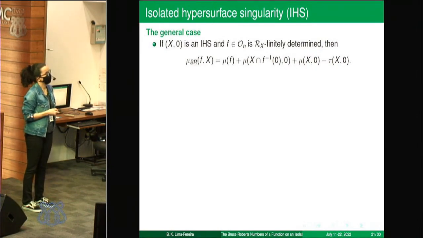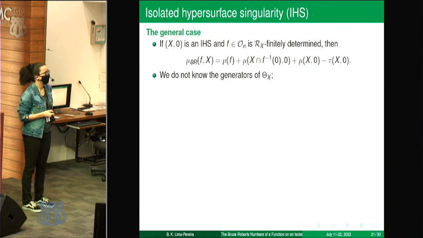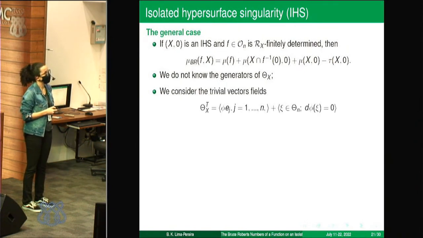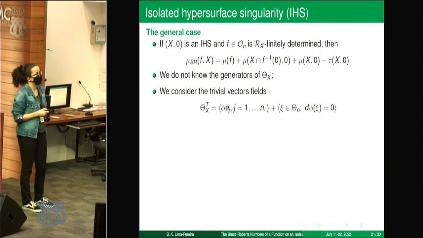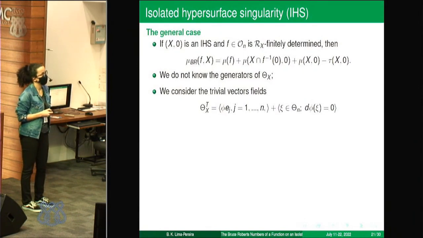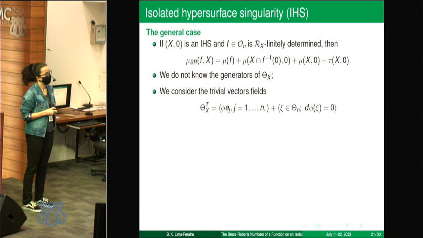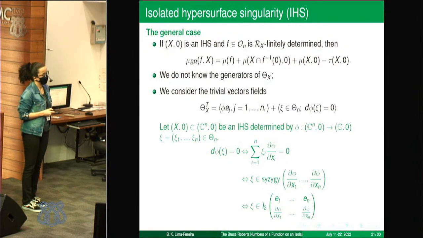And when we consider any isolated hypersurface singularity, we don't know the generators of theta X. So in this case, we consider the set of trivial vector fields, and we denote this set by theta X^t, and theta X^t is generated by these vector fields that vanish phi in the coordinates, and the vector fields that vanish the differential of phi. Okay. Now I will talk about this set. Well, a vector field vanishes the differential of phi if and only if this sum is equal to zero. So this vector field belongs to the syzygy of the partial derivatives of phi.